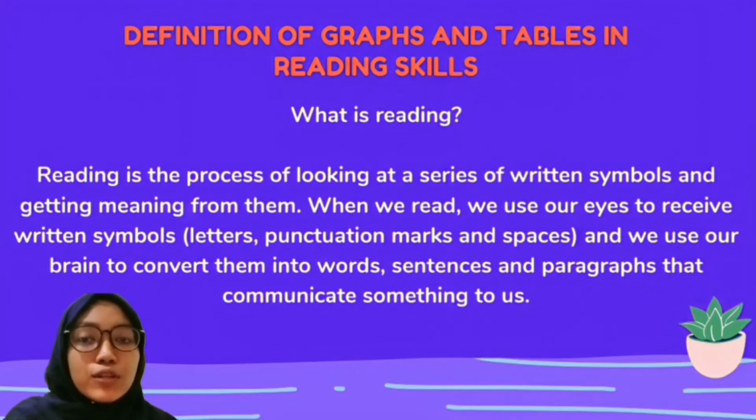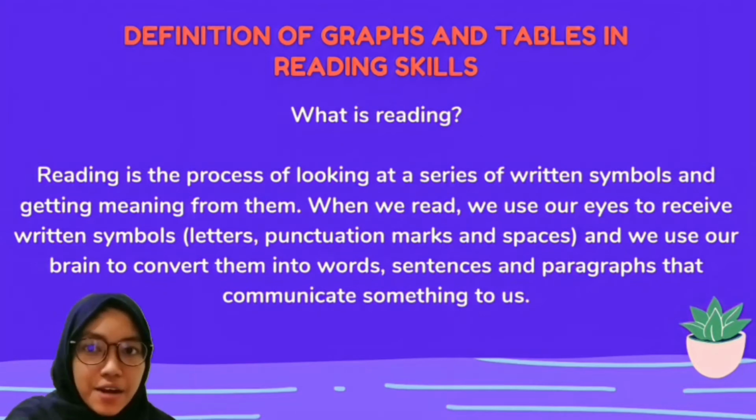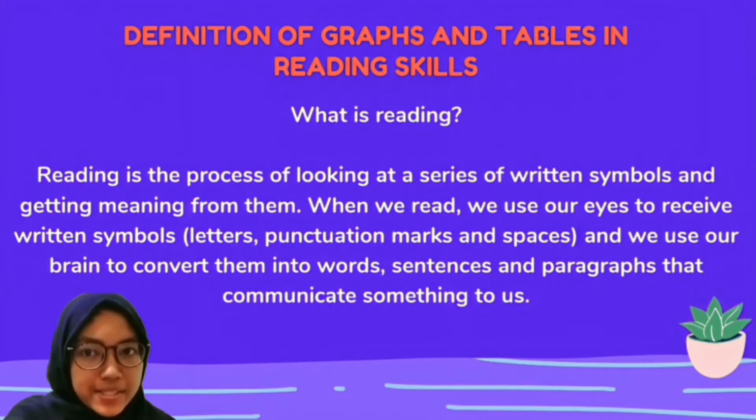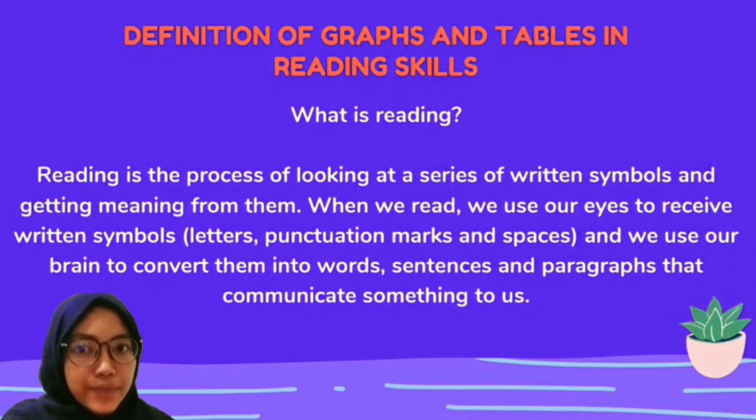Reading is the process of looking at a series of written symbols and getting meaning from them. When we read, we use our eyes to receive written symbols, letters, punctuation, words, and spaces, and we use our brain to convert them into words, sentences, and paragraphs that communicate something to us. In conclusion, tables and graphs are visual representations. They are used to organize information, to show patterns and relationships.